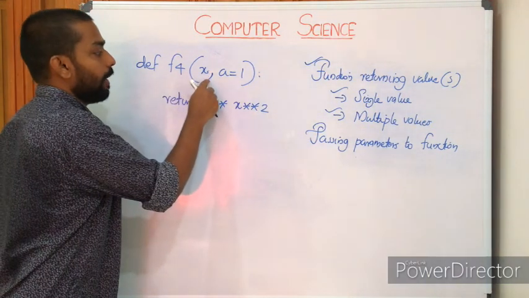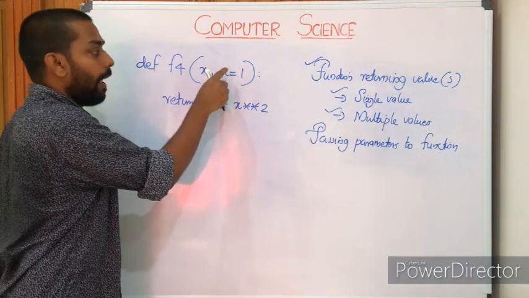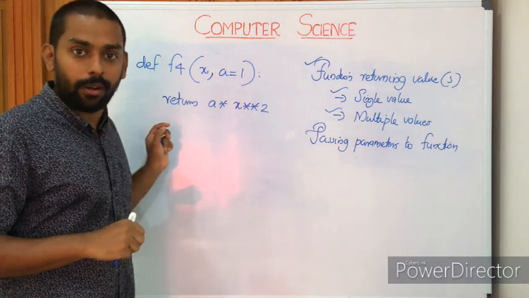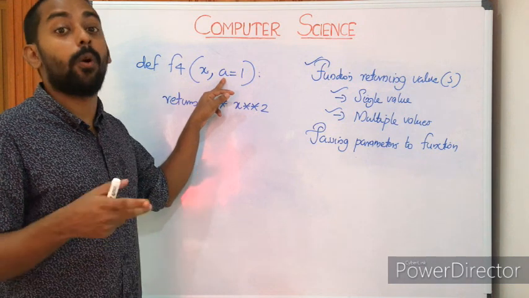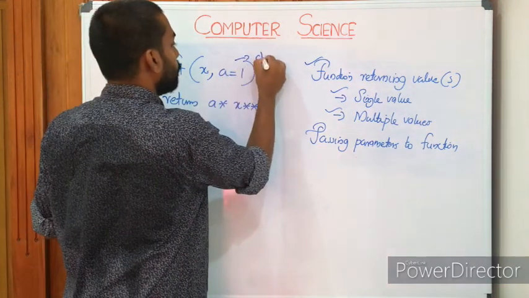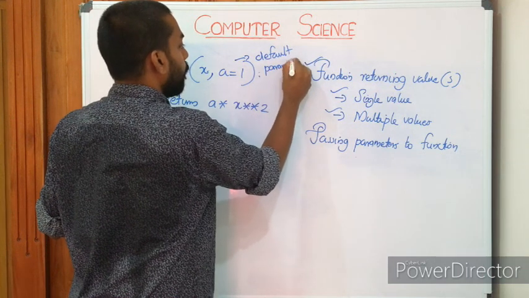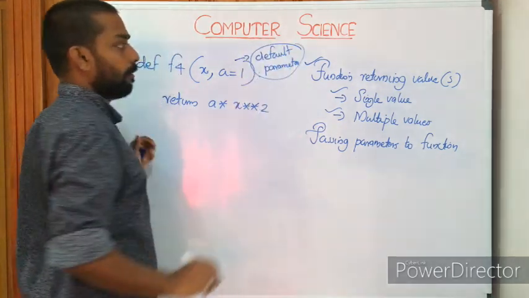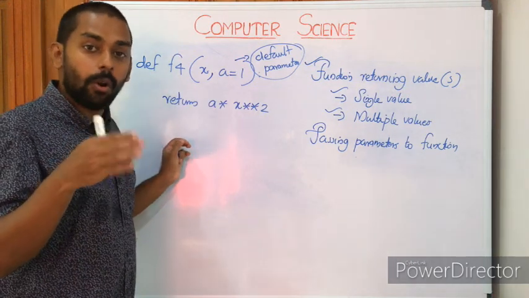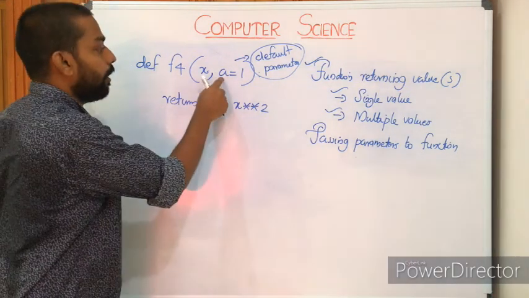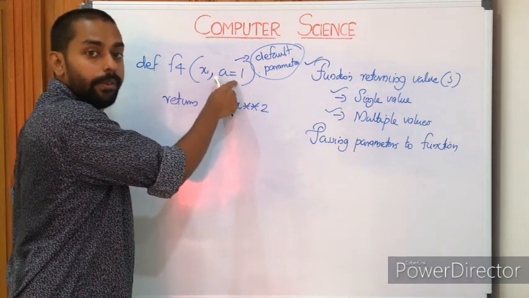Here we have 2 parameters, x and a, but we can see a change in a. A is already having a value, that is 1. This is called default parameter or default argument. What do you mean by default? Already present. So here a is having a value 1. We are initializing a with 1.